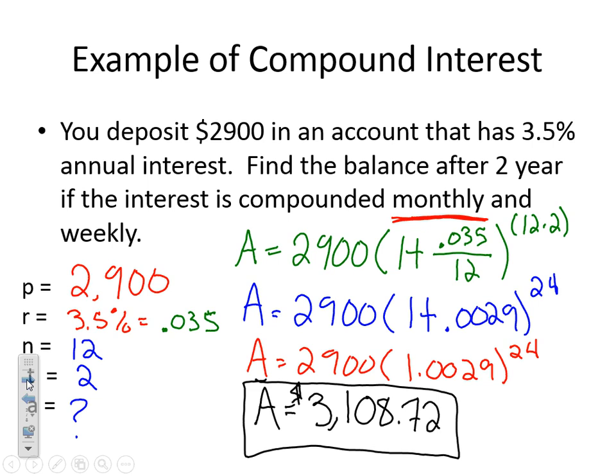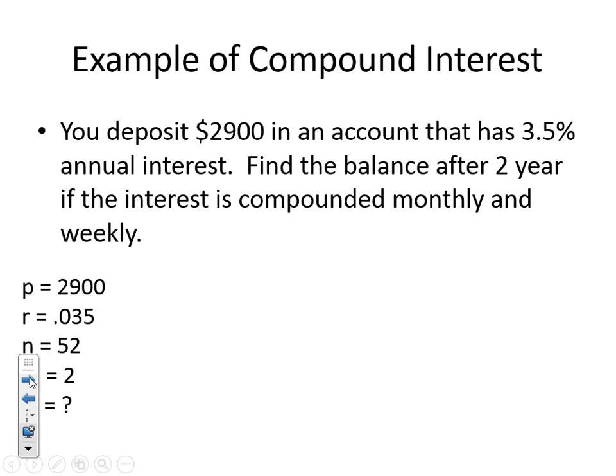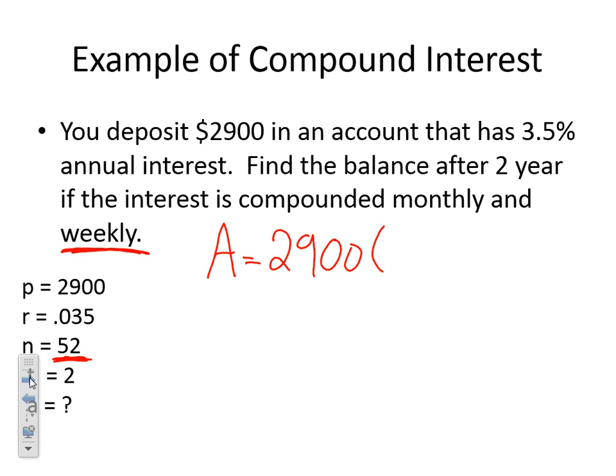Now, if we had it compounded weekly, we're going to do that one now. So same example we're on, except for now, ladies and gentlemen, we're working with weekly. So our N is going to be 52. So everything else is the same. Only thing we're going to change is how often we're compounding it. So we plug this in, we're going to get A equals 2,900 times the quantity 1 plus 0.035 all over 52 now. And in our exponent, we're going to have 52 times 2.